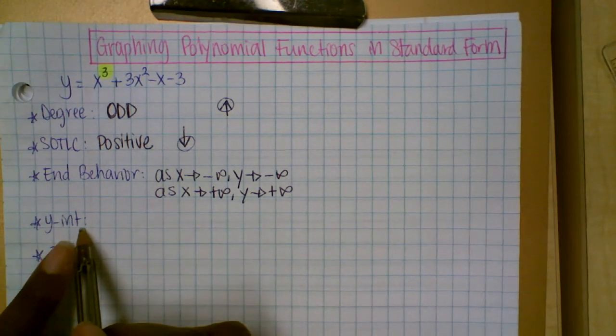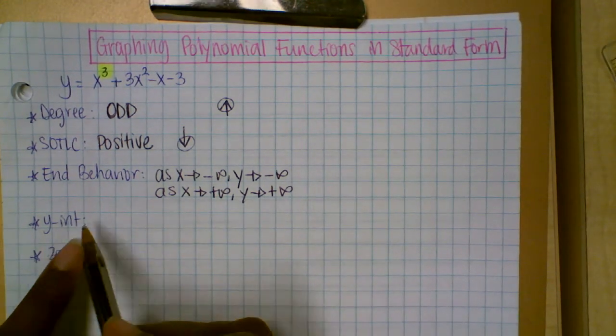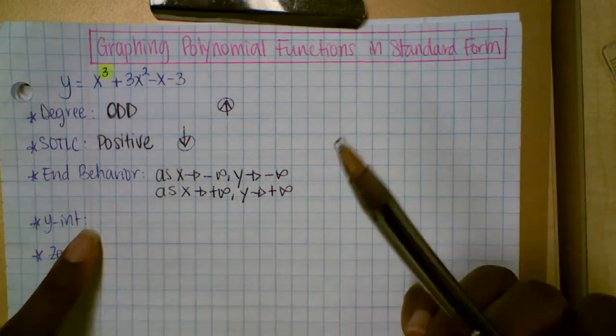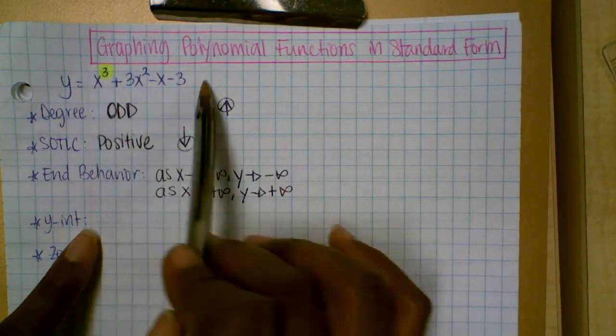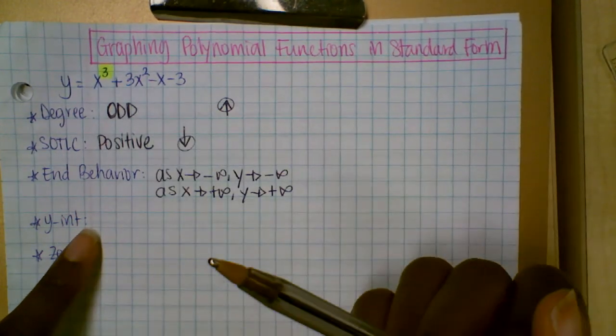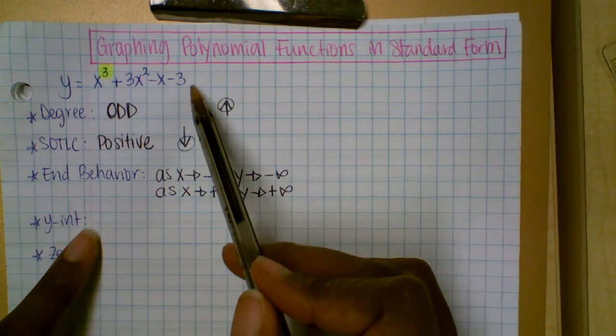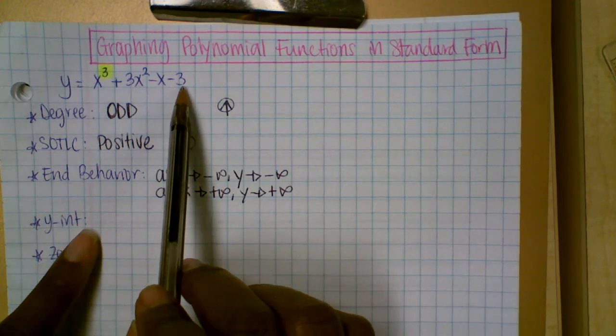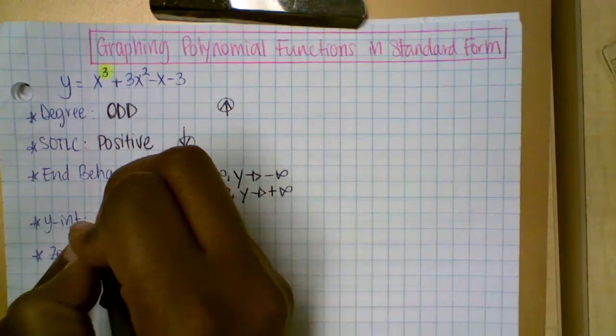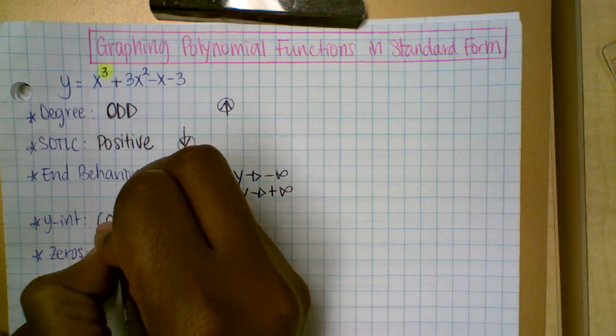Again, what is the y-intercept? I didn't give you a graph, I gave you a function instead. So how do we find the y-intercept? The y-intercept is going to be the number by itself, the constant here. The constant, or the number without the variable x, is negative 3. So it's going to be 0, comma, negative 3.